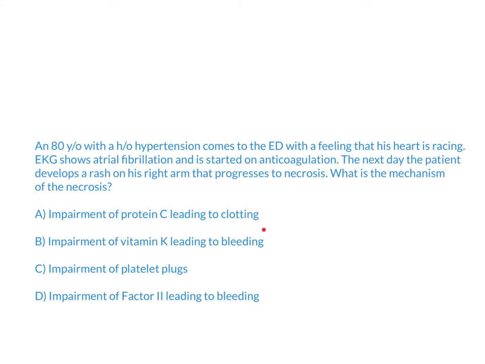So A, impairment of protein C leading to clotting. B, impairment of vitamin K leading to bleeding. C, impairment of platelet plugs. D, impairment of factor 2 leading to bleeding. So I'll let you answer the question and then I'll explain.